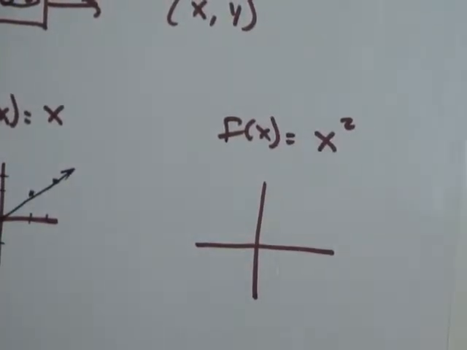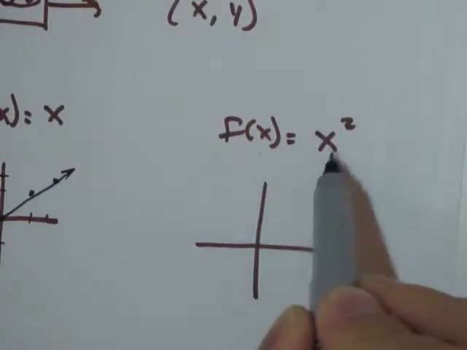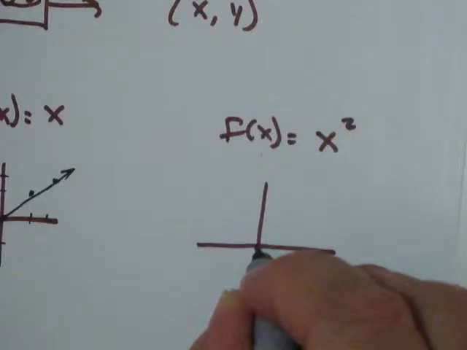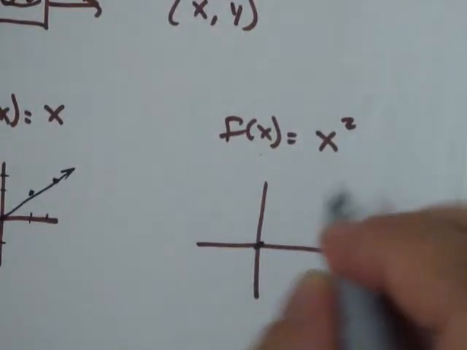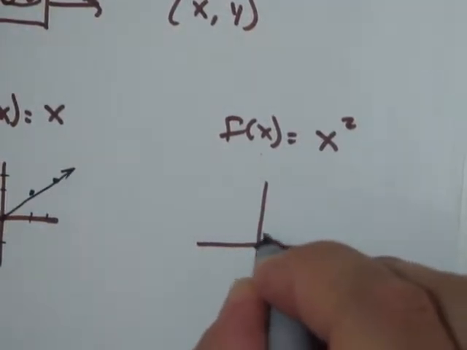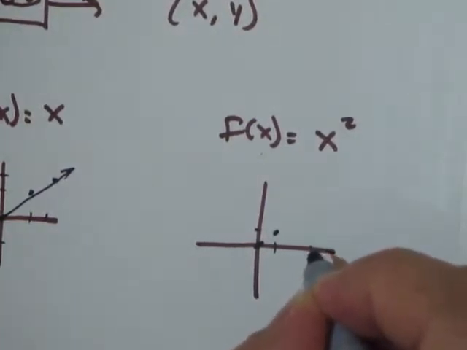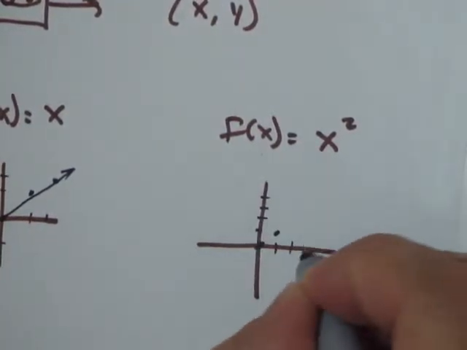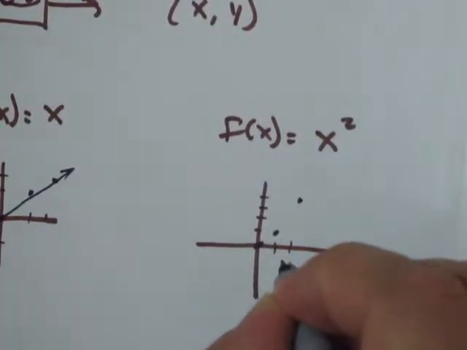f of x equals x squared. Every x value that goes in, what comes out is whatever that thing is squared. So we'll have the point (0, 0) because 0 squared is 0. We'll have the point (1, 1) because 1 squared is 1. We'll have the point (2, 4) because 2 squared is 4.